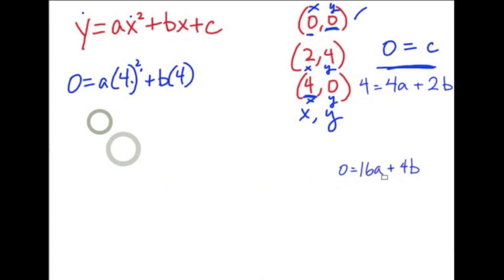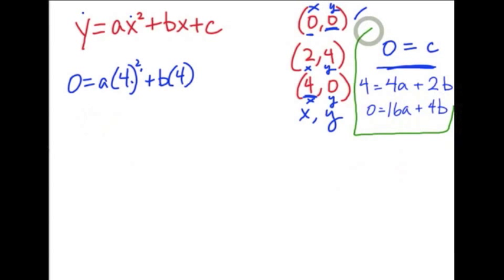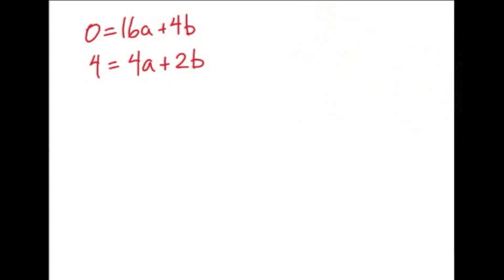And so here's what I've got. I've got this information over here. We know what c equals. C equals 0. And then I've got 4 equals 4a plus 2b. And I have 0 equals 16a plus 4b. So what does that leave me with? A system of equations. And like we did in class, I'm going to solve this system using substitution.